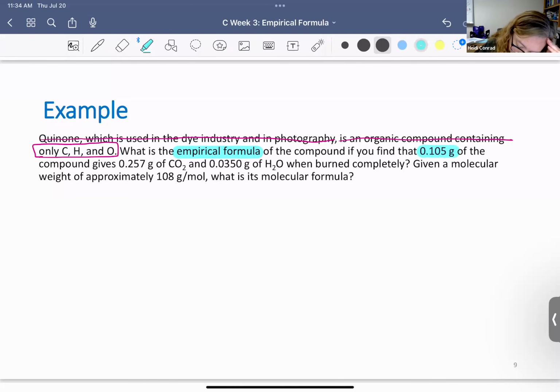I'm told that I have 0.105 grams of the compound. That's important. 0.257 grams of CO2 and 0.0350 grams of H2O. I recommend when you're studying these to highlight the important parts of the question. I don't care if you bring a highlighter with your quiz or exam, but it can help focus you back because you're going to spend some time reading the entire question. Then you're going to have to go back through the question again and say, okay, what was important?